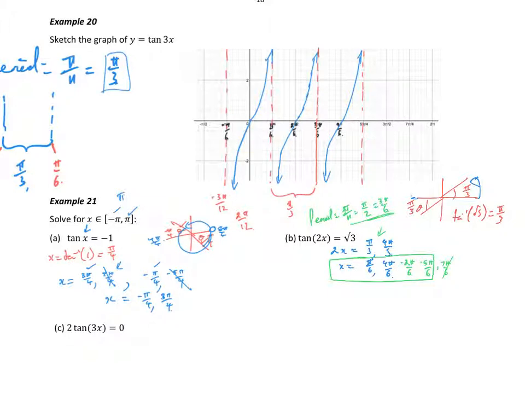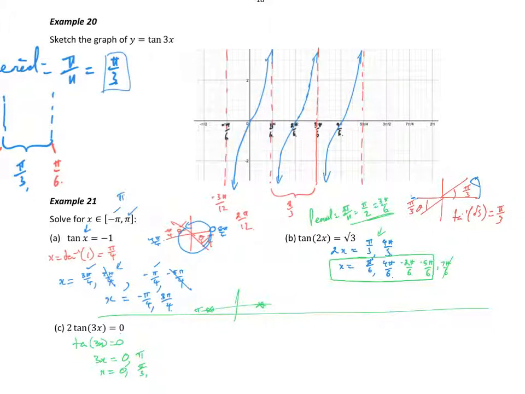Now 2 tan 3x, so it's going to be very similar to the others. First things first, whereabouts is tan 0? Well, tan is 0 on the horizontal axis. If I divide both sides by 2, I'm still looking to solve tan 3x is equal to 0. So that means 3x is equal to my first solution, which is 0. My next solution there is pi. So x is equal to 0 or pi on 3.